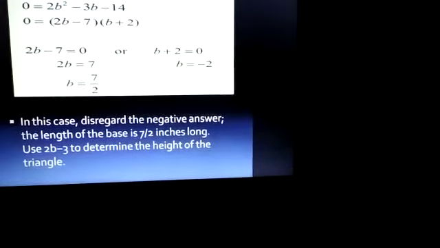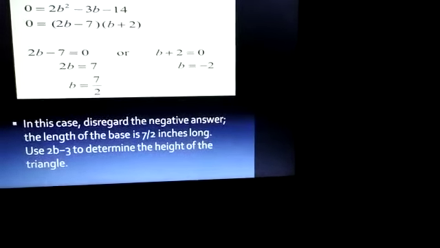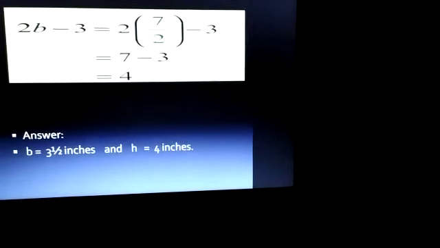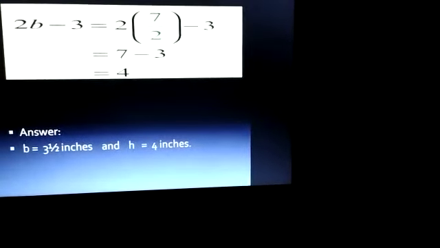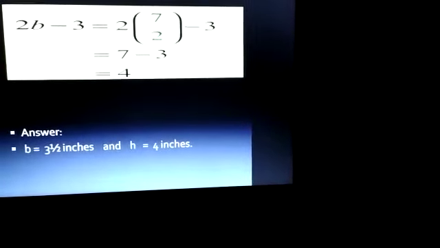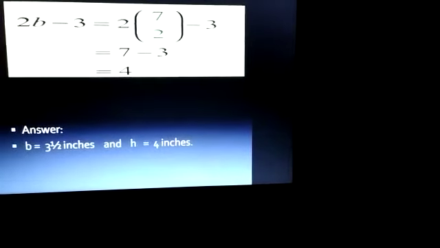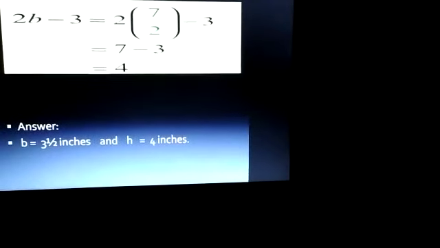Now we need to find the height, and we know that height is twice b minus 3. So we substitute the value of b as 7 upon 2 and get the value of h, which is 4 inches. So our final answer is the base of the triangle is 3.5 inches and height h equal to 4 inches.